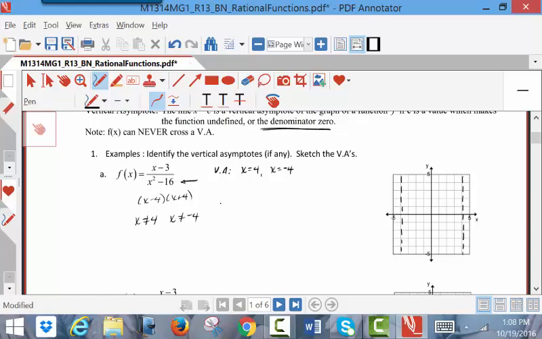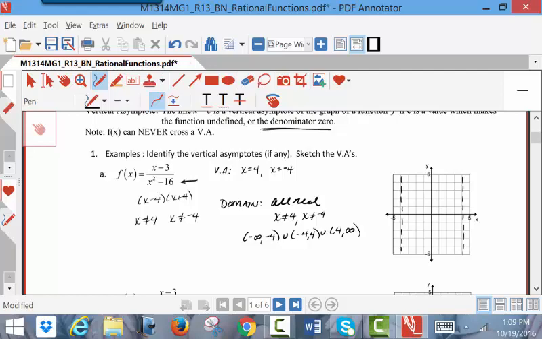Now, I've noticed in your homework, they also are going to ask the question, what is the domain of this function? And it would be every real value, but not 4 and not negative 4, right? So it's all real numbers, but x cannot be 4 and x cannot be negative 4. In interval notation, it would be negative infinity to negative 4, negative 4 to 4, and 4 to infinity. So they're kind of throwing that in as part of some of your homework questions, what is the domain.